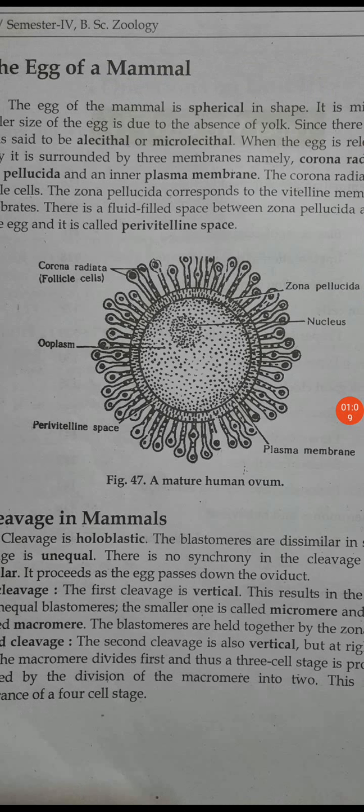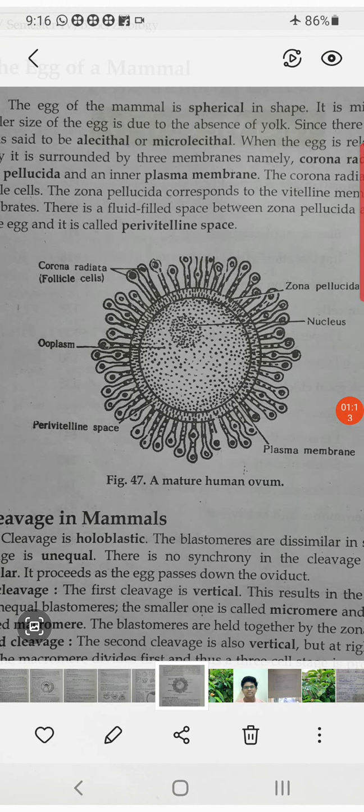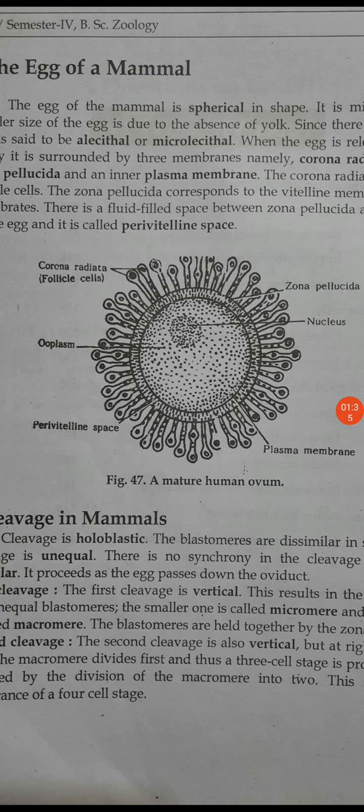And the egg is released from the ovary and it is surrounded by three membranes, namely the corona radiata, a middle zona pellucida, and an inner plasma membrane. See here in the diagram, it is shown. And there is a fluid filled space between the zona pellucida and the surface of the egg, that is called the perivitelline space. So, this is the egg.